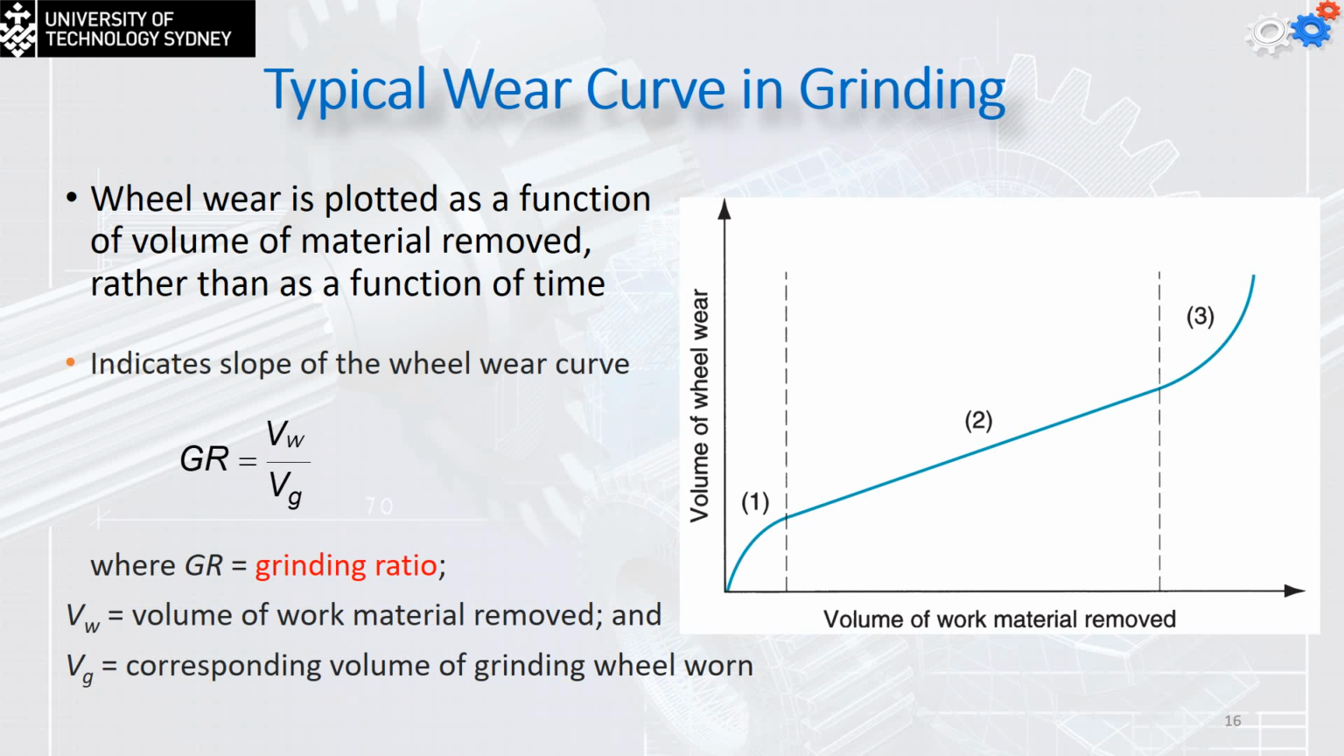If I take it deeper inside the material to remove more material, I increase the wear of the wheel at the same time. So the wheel wear is plotted as a function of the volume of material removed rather than as a function of time, as we did with the cutting tool. The slope of the wheel curve is given as GR equals VW divided by VG. GR is the grinding ratio, VW is the volume of the work material removed, and VG is the corresponding volume of the grinding wheel worn.